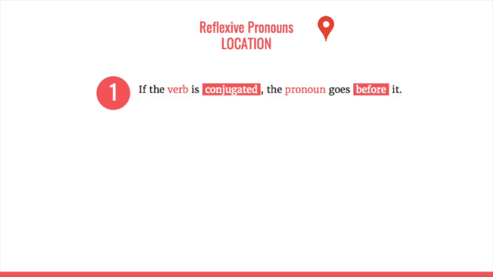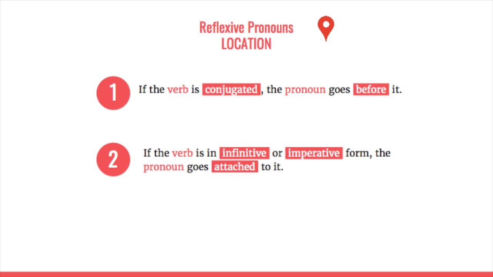Another thing that is very confusing too is where to put me, te, se, nos, os, se. So I'm going to give you 2 tips to know where to place me, te, se, and so on. The first one is, if the verb is conjugated, the pronoun goes before it. The second tip is, if the verb is in infinitive or imperative form, the pronoun goes attached to it, after the verb. Okay, let's see some examples.